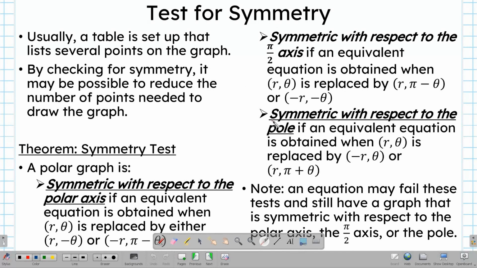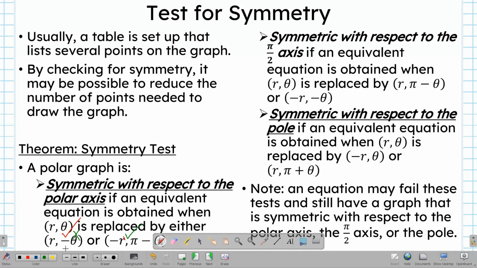If it is symmetric to the polar axis, then the equation remains the same if we replace (r, theta) with (r, negative theta) or (negative r, pi minus theta). Now, if it's already equivalent on this, you don't need to check this anymore. However, if for example there's no equivalent equation here, then you have to check here first.